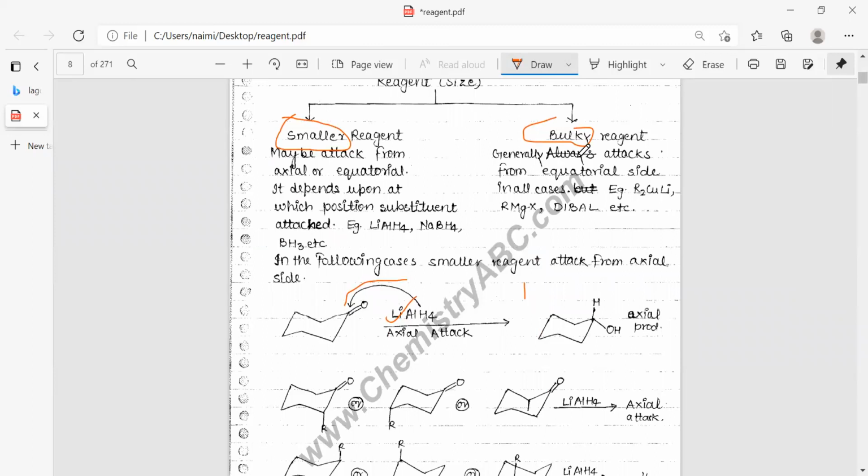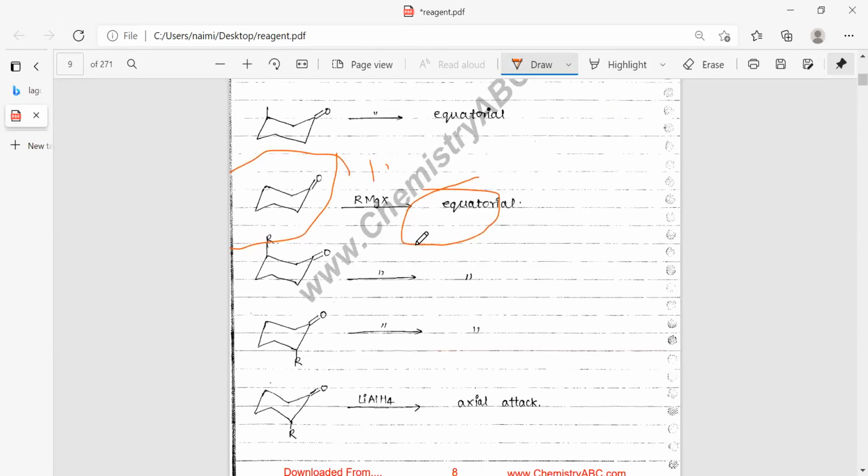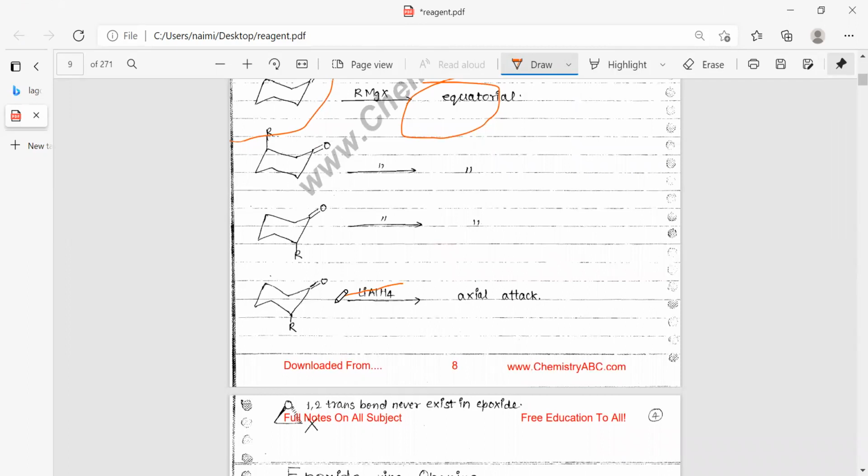So it generally attacks from the equatorial side. RMgX and dibal, two reagents that are bulky, will attack on the equatorial side. So they all go to the equatorial, while lithium aluminum hydride, with a substituted 1,2 position, goes to the axial.